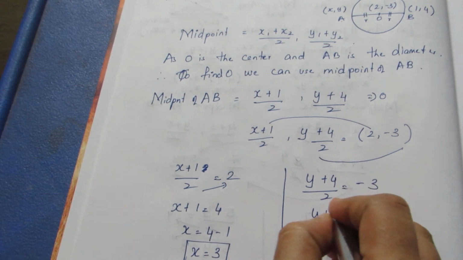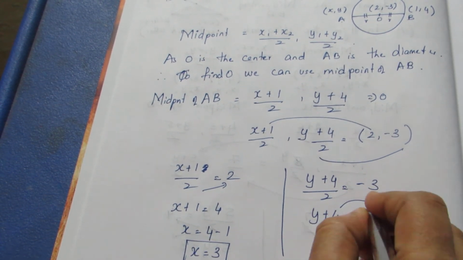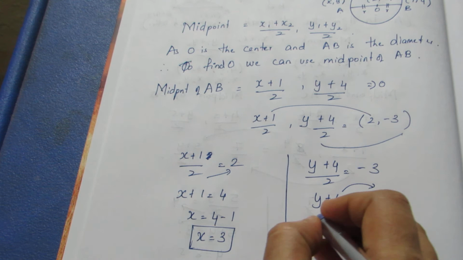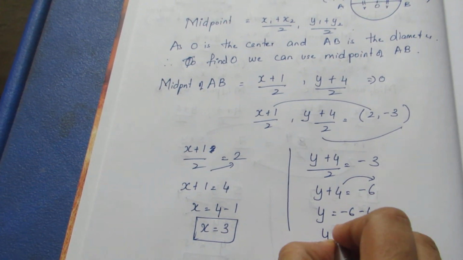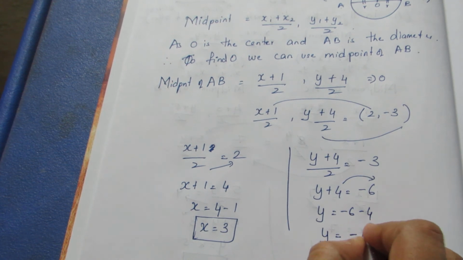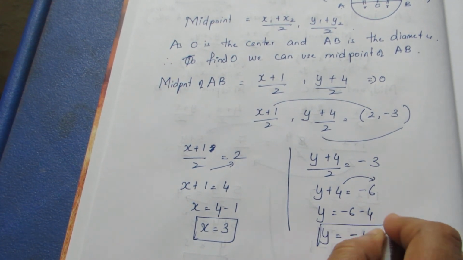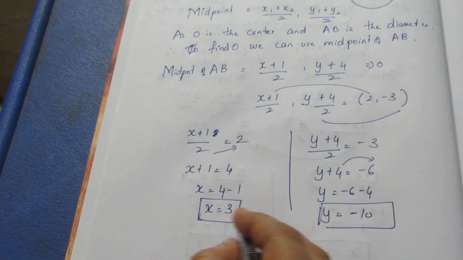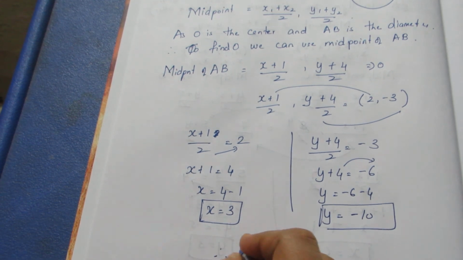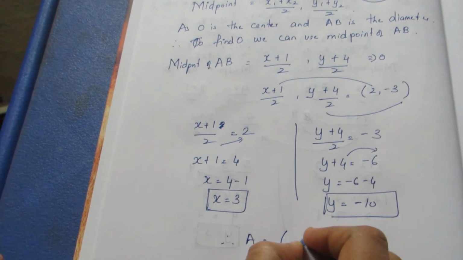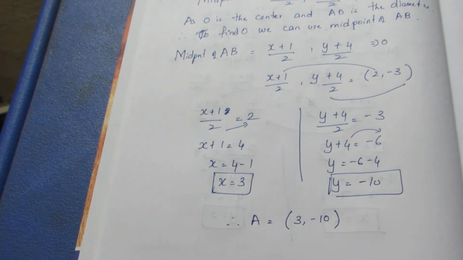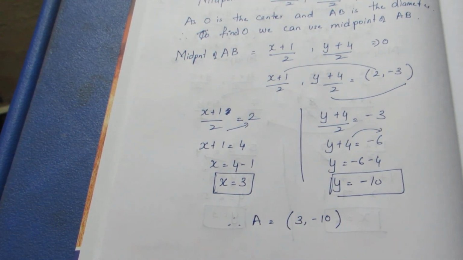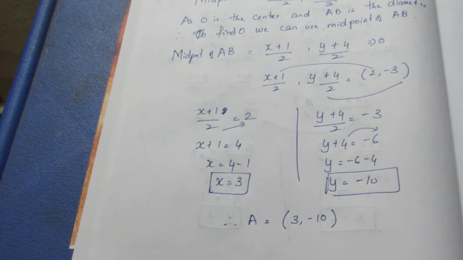So y plus 4 is equal to minus 6. If I bring 4 to this side, y is equal to minus 6 minus 4, and y will be equal to minus 10. Now we know the point to be, therefore, A is (3, -10), that is (x, y). So we need to write (3, -10) as A.